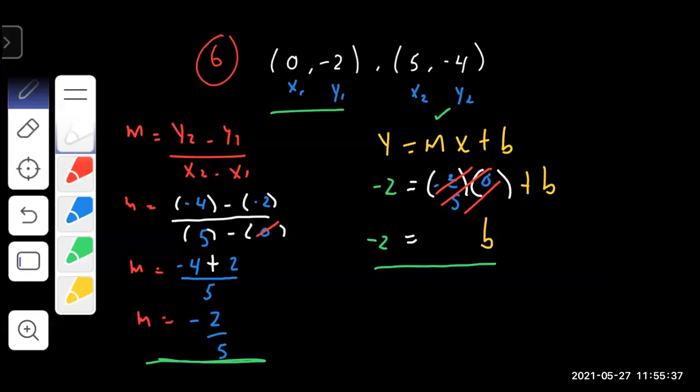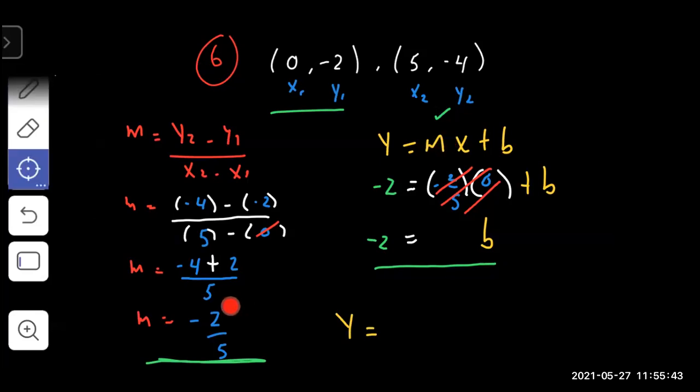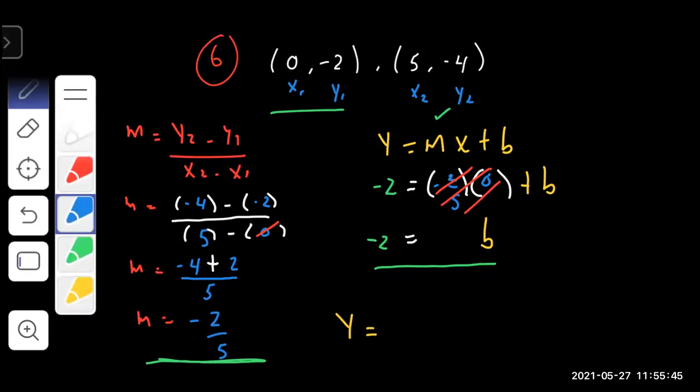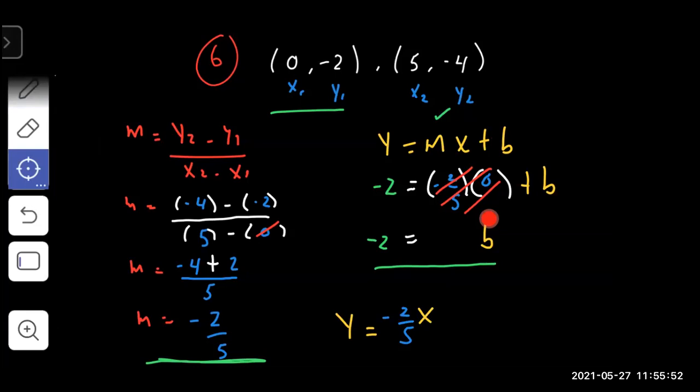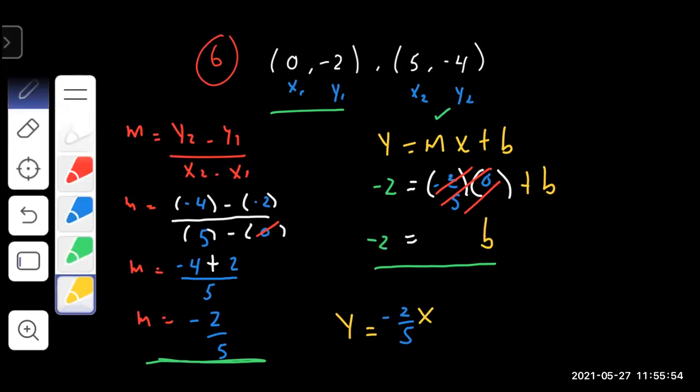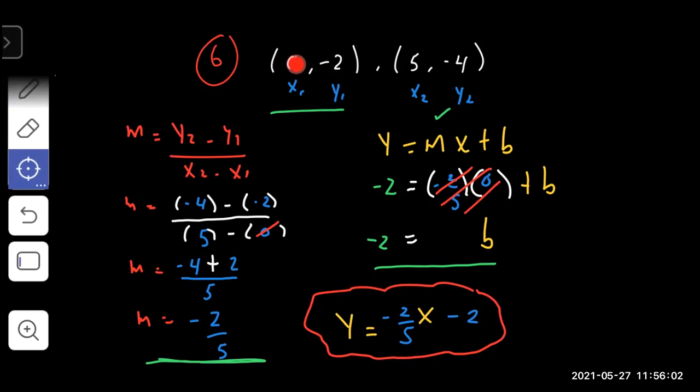Now let's represent the solution. What will be the solution, guys? y equals m, what is m? Negative 2 over 5, over 5x. And what is b? Negative 2. Minus 2 and negative 2 are the same, okay? And this is the equation, guys, that goes through this point and this one.